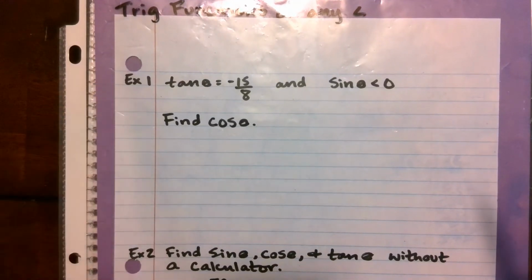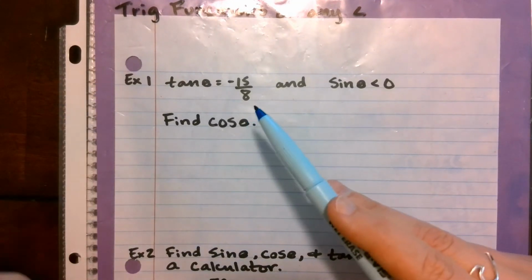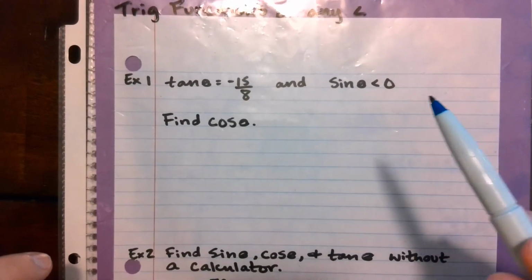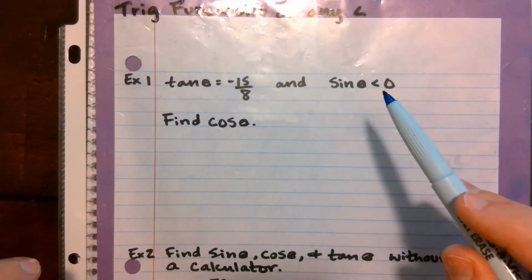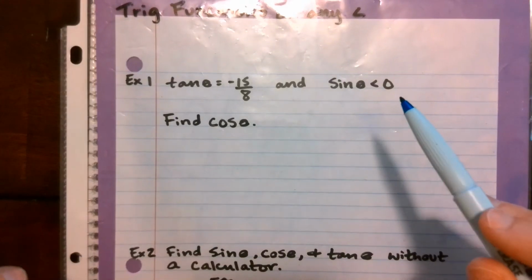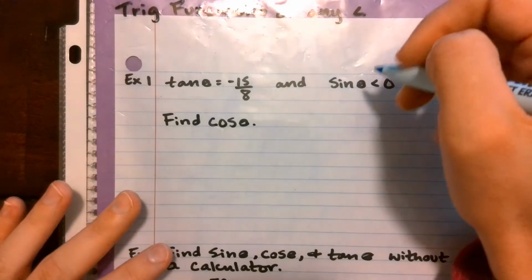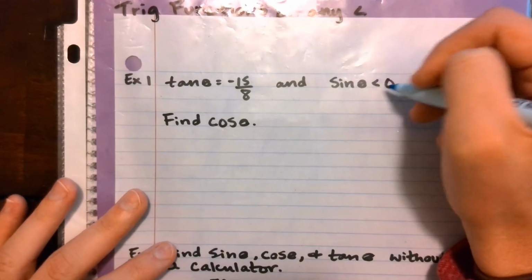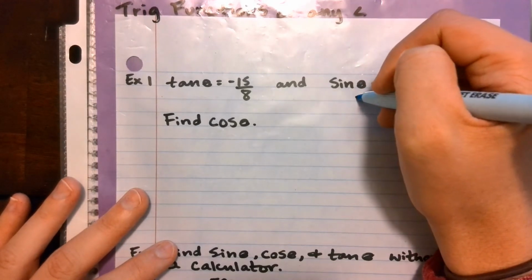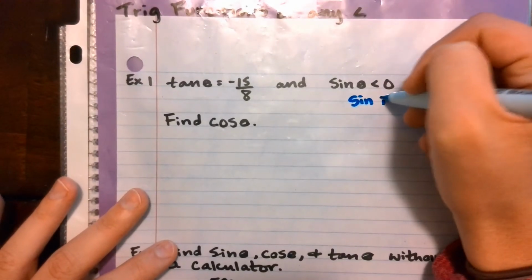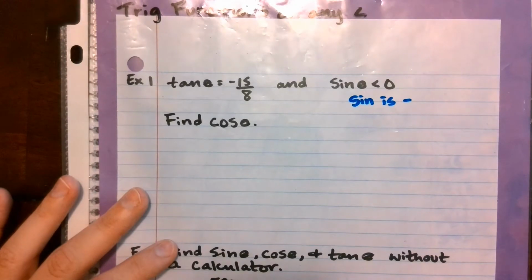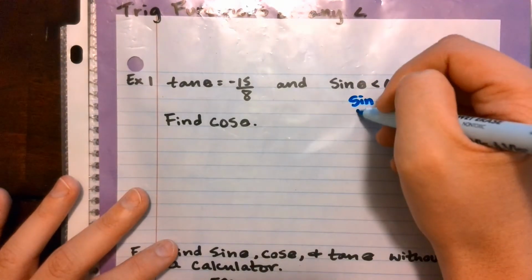So in the first example, they give us tangent of theta, and that's going to help us set up a triangle. But then we also know that sine of theta is less than 0. So we can reason through this a little bit. Just the fact they're telling us that sine of theta is less than 0, they're telling us that sine is negative. Okay, we also know that tangent is negative.